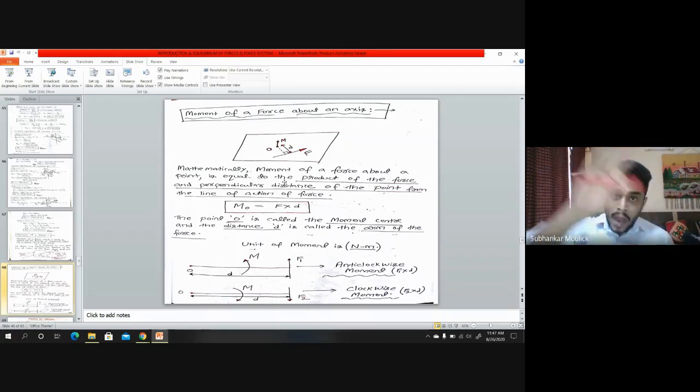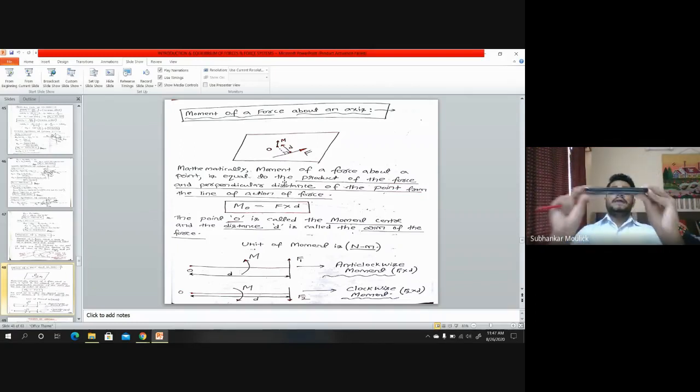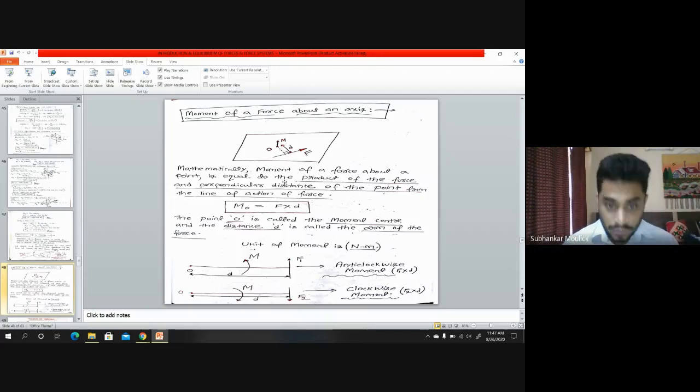So there can be a clockwise moment in a body as well as there can be an anti-clockwise moment in a body. How? The same body, if I fix at the left end, if I make this body free at the other end, and if I apply a transverse force in this direction, in the positive y-axis, now what is the direction of movement, clockwise or anti-clockwise? It is anti-clockwise.